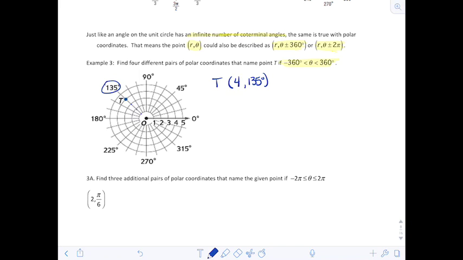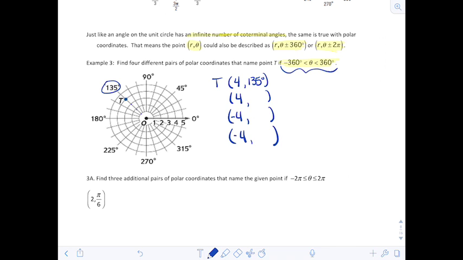So 135 degrees would probably be the most obvious way to label T. Now we need to find 3 other ways to label T. One rule of thumb I like to use that helps you stay between negative 360 and 360 is to use 2 positive r's and 2 negative r's. The idea is they don't want you to just keep subtracting 360 or adding 360.